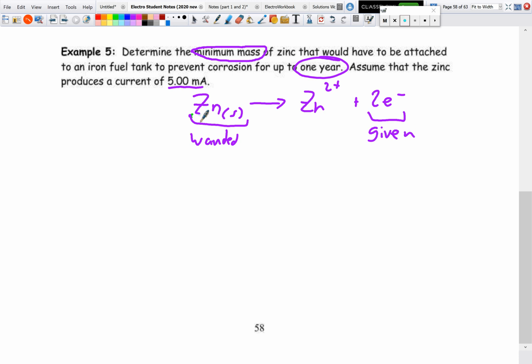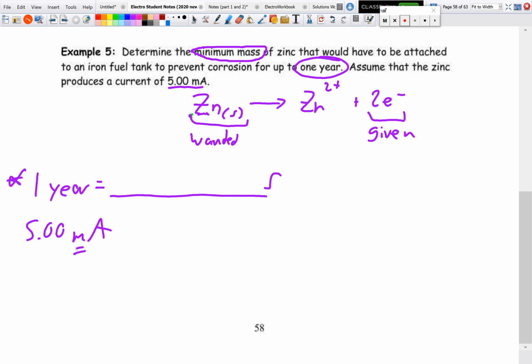Now I'm going to ask you to do this on your own, so pause the video. Just know, 1 year, right? So you'll need to do the conversion factors for that. Just get it into seconds. And of course this 5.00 milliamps, remember M stands for milli, so think millimeter to meter, milliliter to liter. Make sure to convert this into amps before you go. So those are all the hints I'm going to give you. So pause the video, see if you can get this one on your own. If not, I'm going to put the answer up in about 3 seconds.